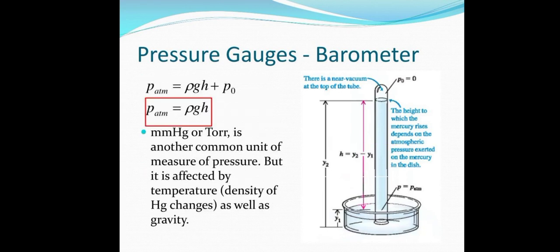P_atm is equal to rho g h plus P naught, so P_atm is equal to rho g h. Its unit is mm Hg, where Hg means mercury, or torr is another common unit to measure the pressure. It is affected by the temperature.